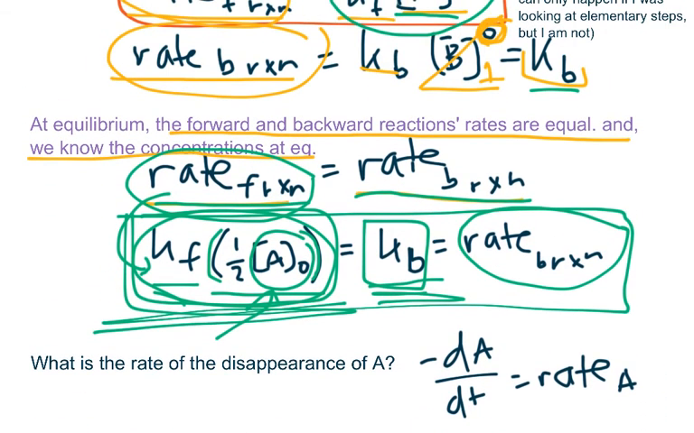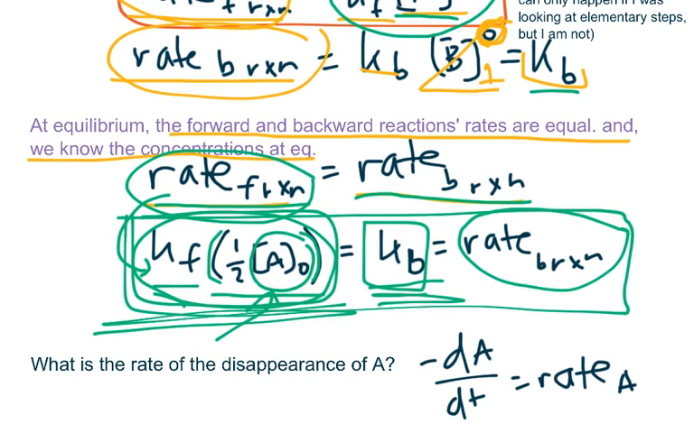Now, before we continue, how do we use calculus language to describe the rate of the disappearance of A? Well, the disappearance of A will be negative since it's disappearing, and thus the rate will be a negative number. So it's going to be the negative of the change in A over the change in time, or -dA/dt.